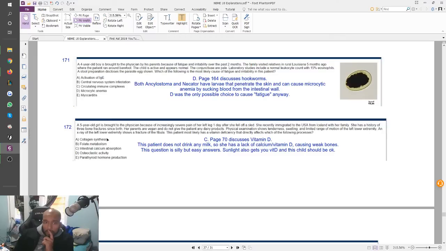A was here to make you think osteogenesis imperfecta, but that's not what we're seeing in this patient. Osteogenesis imperfecta would show up earlier, if anything. This is not a parathyroid hormone issue. Okay, so that's really all this is.